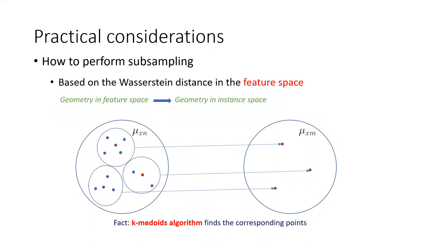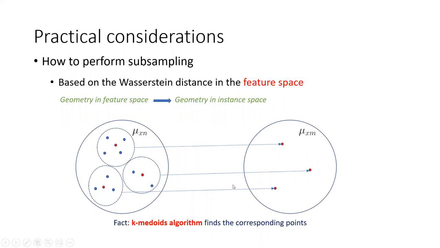That is to say, by minimizing the distance between mu xm and mu xn in the feature space, we can approximately have a similar result in the instance space. Although even if mu xm is optimal in the feature space, mu m is not necessarily optimal in the instance space, but they might be close. Based on this idea, we can do the Wasserstein subsampling in the feature space.